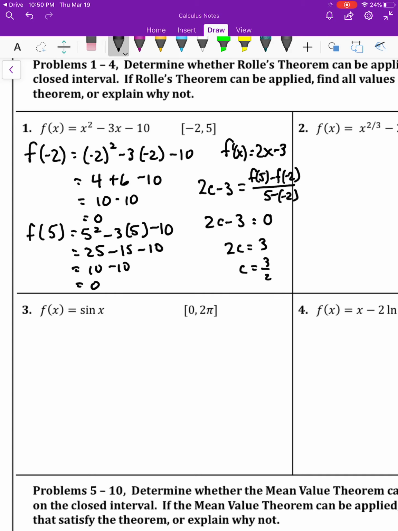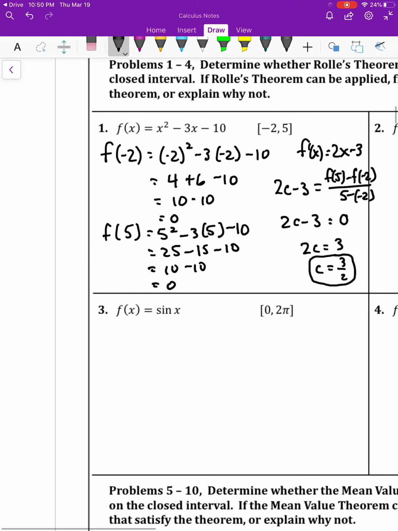So we found our c value where this is telling us, since we're using Rolle's theorem, we know that that's where the vertex is, and that is where the minimum is. Because remember, it finds your maxes and mins.